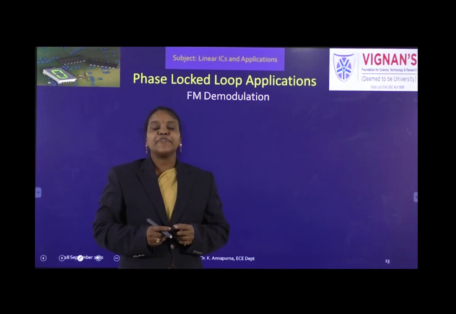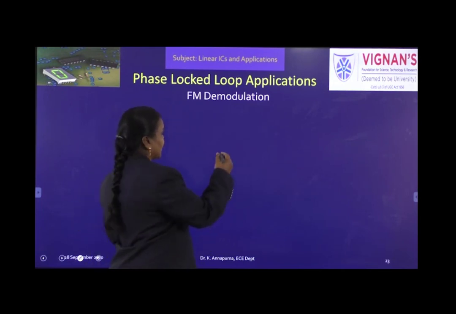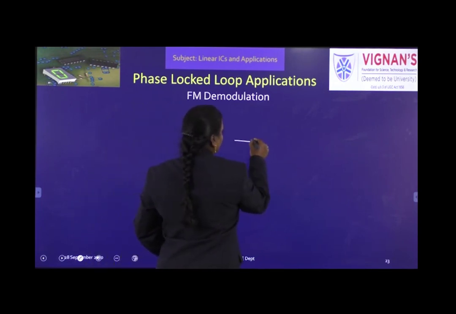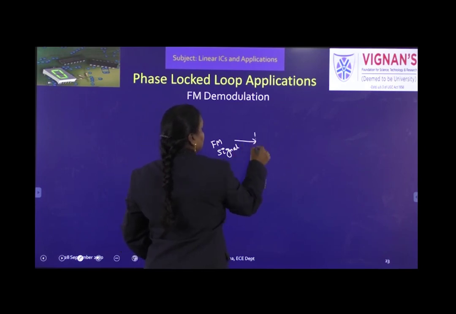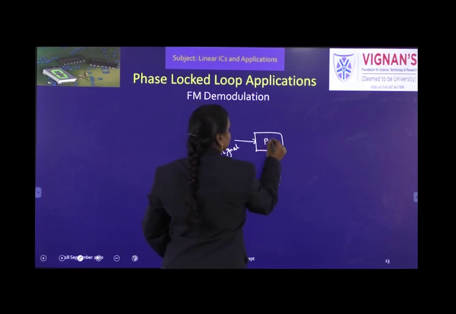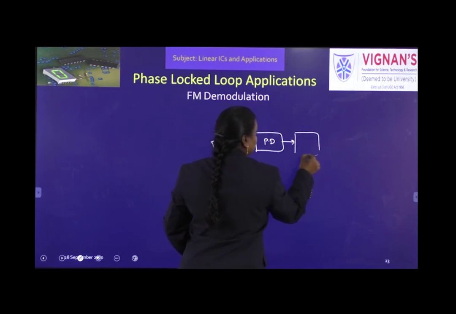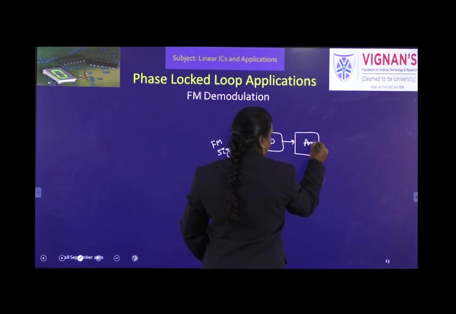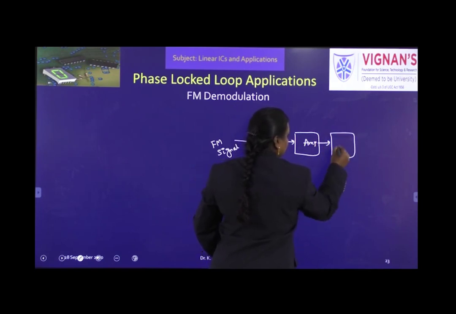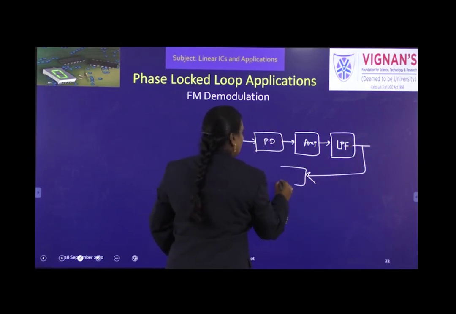And the next one is FM demodulation. In FM demodulation, what happens? Here the FM signal will come. This is the phase detector. This is the low pass filter. Okay, amplifier. Let it be low pass filter. And here is the VCO.